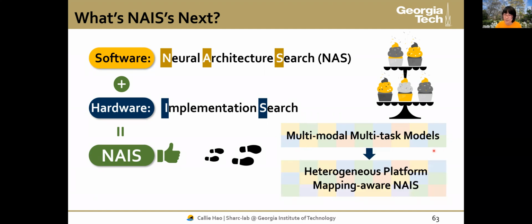And next, the platform is also becoming complicated. Now we have more than one plate. So it means now we have heterogeneous platforms, and we must apply mapping-aware NICE. I'm going to give an example of this as well. So in the future, NICE must be able to consider multi-modal, multitask models, which are more complicated, and the device, the platform, is also becoming more complicated.